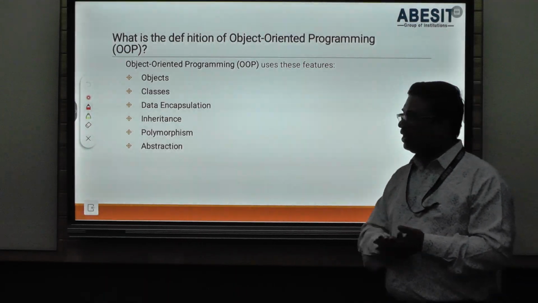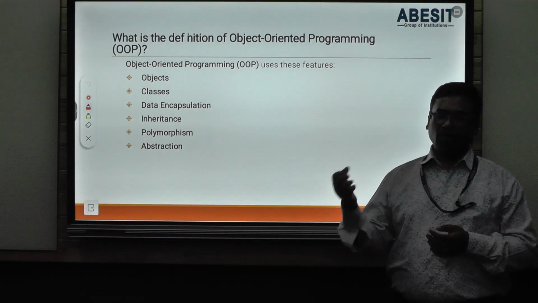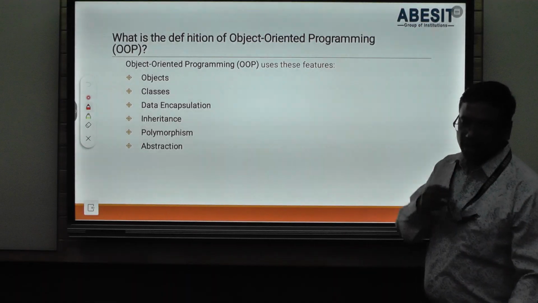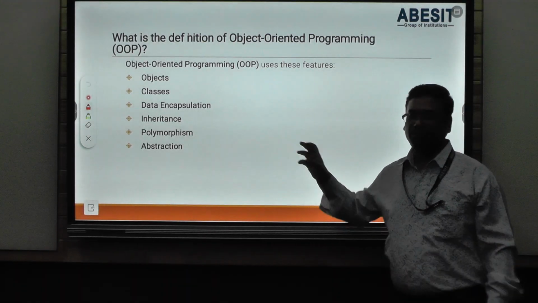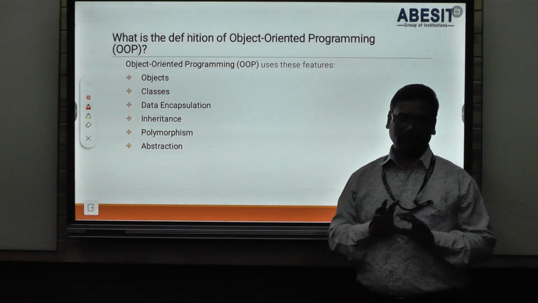Now, next is abstraction. What is abstraction? Showing the main features without showing the background details is called abstraction. It hides the complex implementation details that are of no use to the end users.